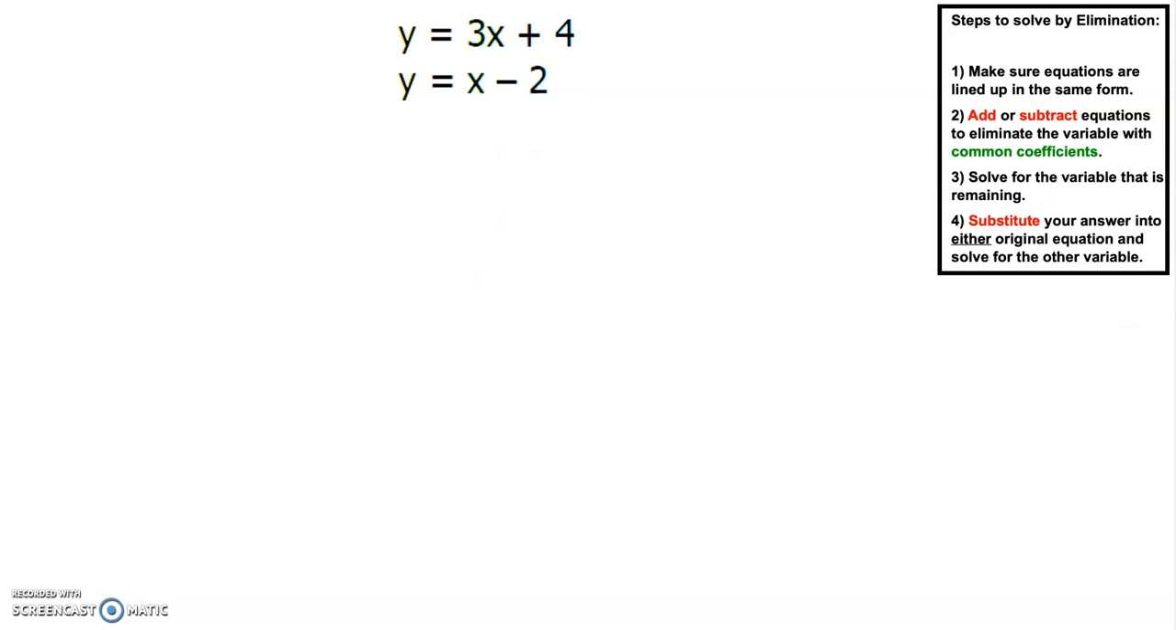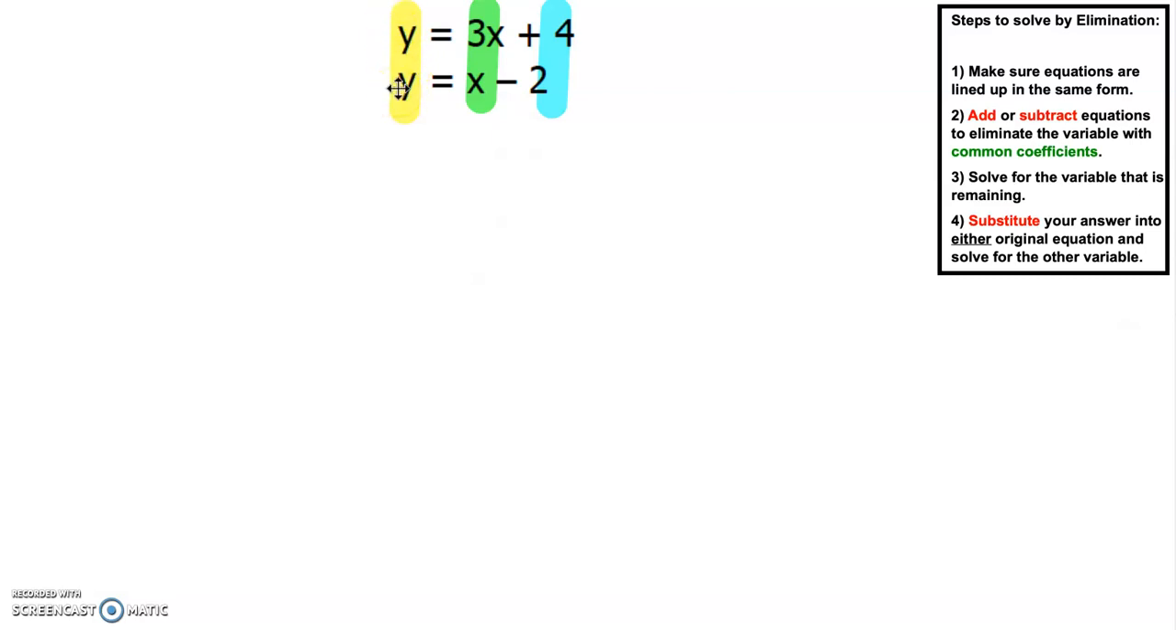All right, here in example 1. First, let's make sure step 1 is done for us. Here we can see that the y term is stacked on top of the y, the x term is stacked on top of the x, and the constants are also stacked on top of one another. So step 1 is done. Now for step 2, we need to decide which variable we're going to eliminate by recognizing the common coefficients. We see that the y values here both have a coefficient of 1, which means they have a common coefficient. So we have 1y and 1y.